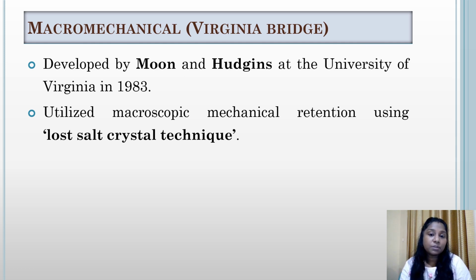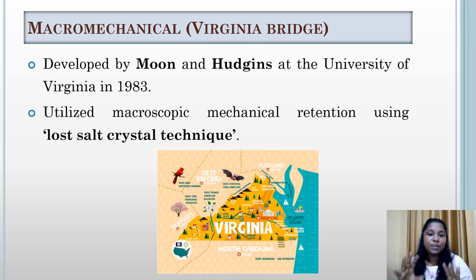In the Virginia bridge, as you've already guessed, it was actually developed at the University of Virginia by Moon and Hutchins. This is a macromechanical type, and it utilizes a technique called the lost salt crystal technique. So I want you all to remember this particular diagram of a map of Virginia. You can see that it is close to the Atlantic Ocean. So what is present in the sea? There is a lot of salt.